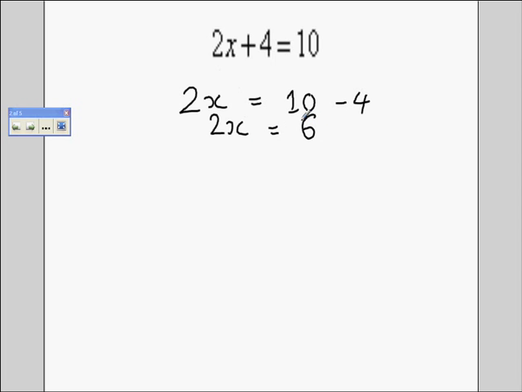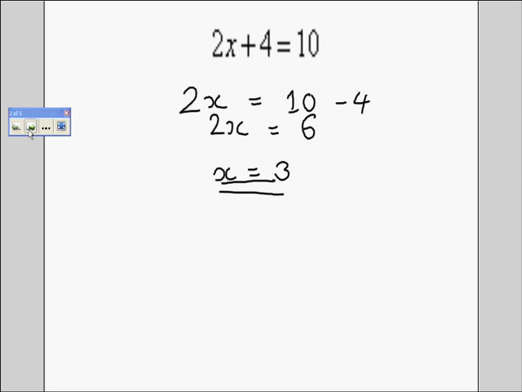Now that we have two lots of x equals 6, hopefully if we do the inverse process of timesing by 2, which is divide by 2, we should see that x is equal to 3. This solves the equation as we found the value of x there. We haven't found the value of 2x or 3x, we found the value of just x by itself, which is the key to solving three-term equations.